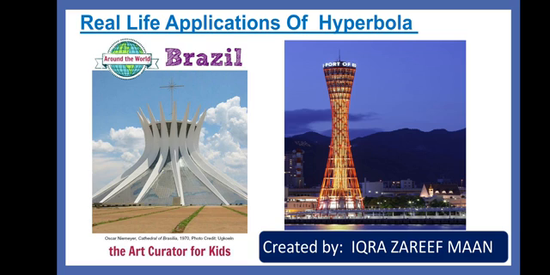Some architectural examples of the hyperbola. Interesting, and around the world people visit these places. First is in Brazil, the structure created for the kids. We can clearly see that this forms a hyperbola. And the second one is a very famous place in Japan, at the port of Kobe, the Kobe Tower. This also forms the shape of a hyperbola.